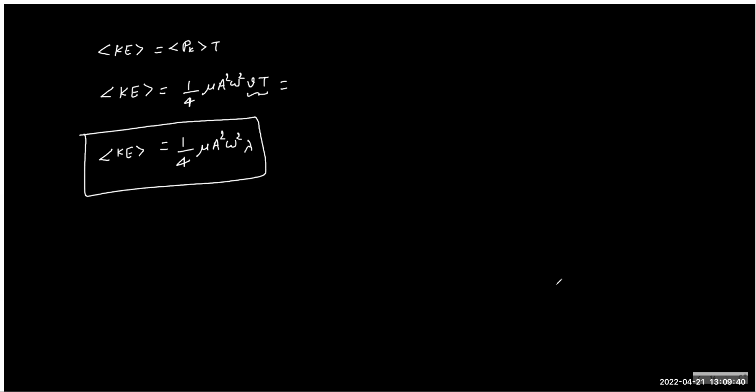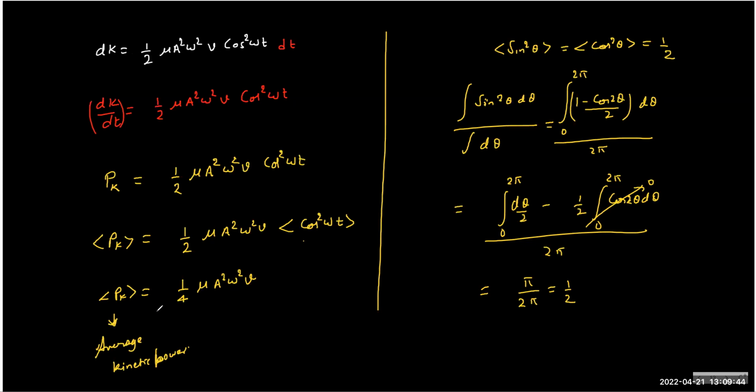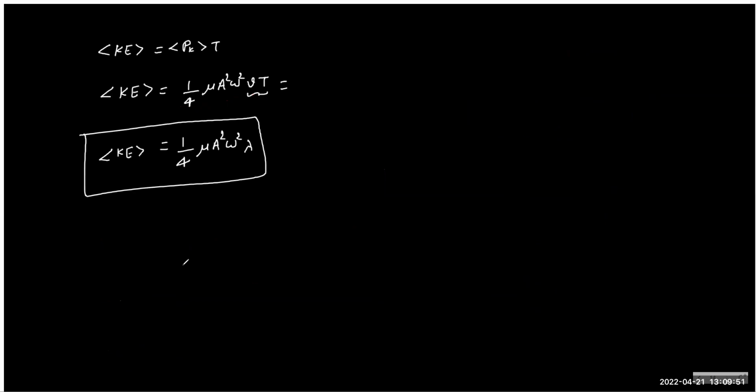So there is something called the maximum kinetic energy. The maximum you can get directly from here. The maximum will be when this is 1, so it will be half. The way to remember is that the maximum KE max is twice the average.